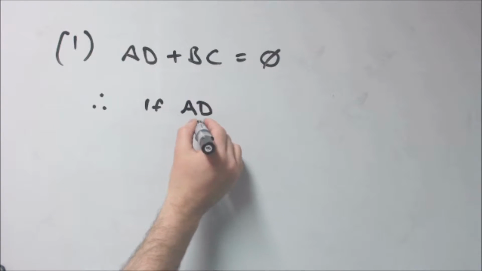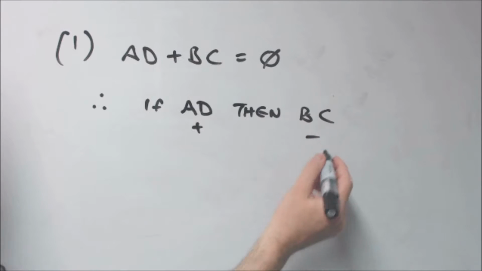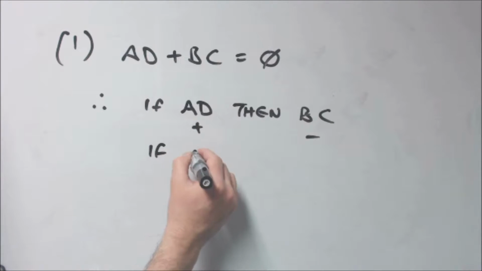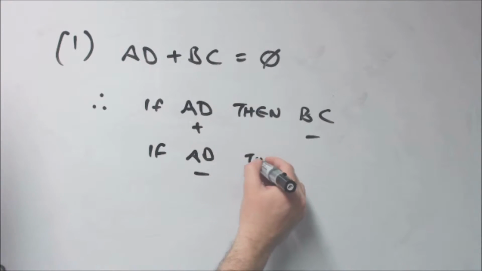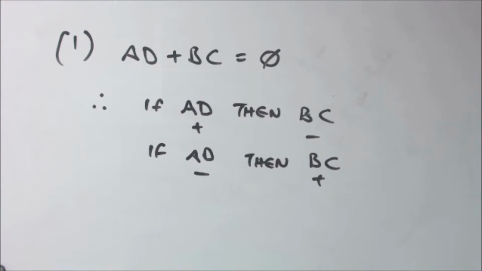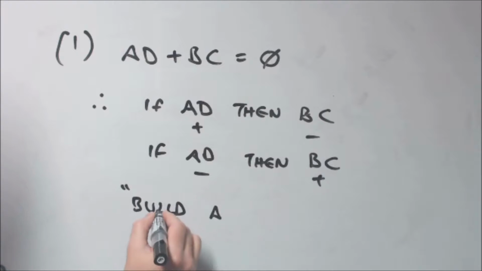So let's do some deduction. We have a couple of scenarios going on. If AD as a multiple is positive, then BC as a multiple must be negative. Think about it. The result is 0. So in light of this, we then have to consider the other option as well. Case 1 or case 2. Case 2 is where A times D is negative and then B times C is positive.